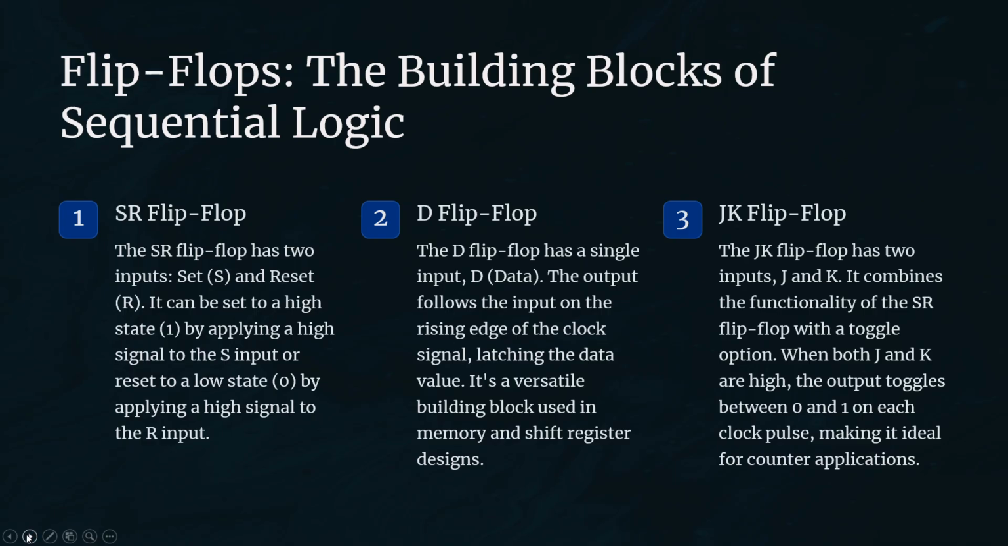JK flip-flop. The JK flip-flop has two inputs, J and K. It combines the functionality of the SR flip-flop with a toggle option. When both J and K are high, the output toggles between 0 and 1 on each clock pulse, making it ideal for counter applications.